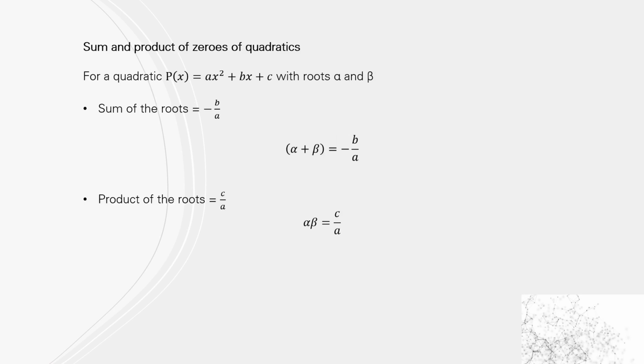So when we use these, we can write them out as the sum of the roots is minus b over a, and the product of the roots is c over a. Now, a version of this is on the actual formula sheet. It's under cubics, but we can narrow it down to quadratics as well.